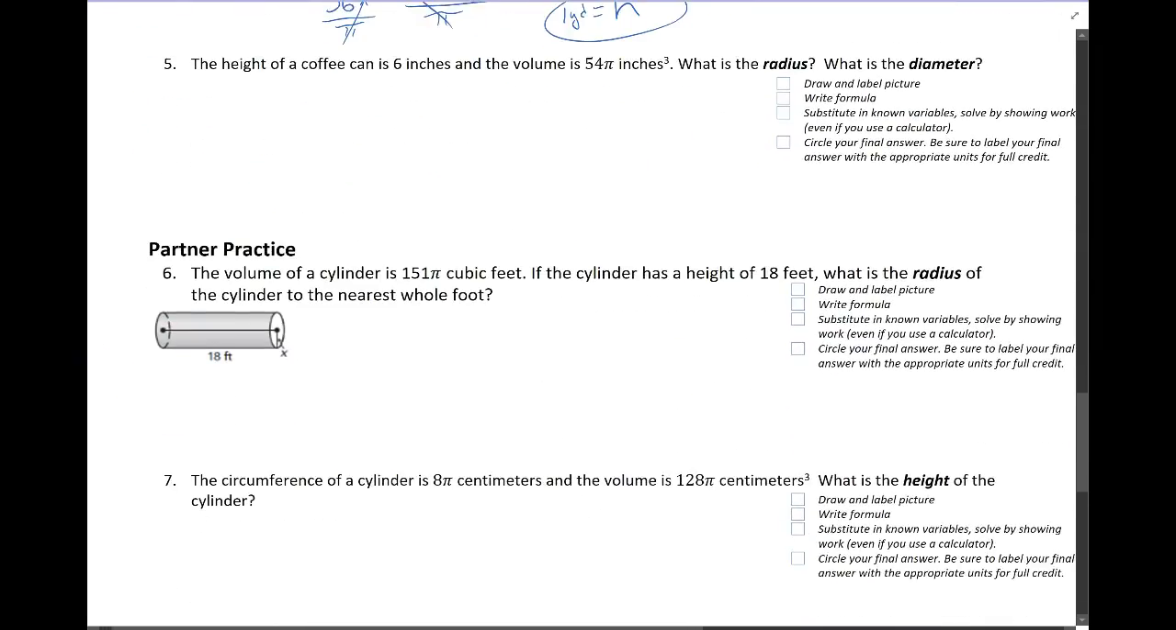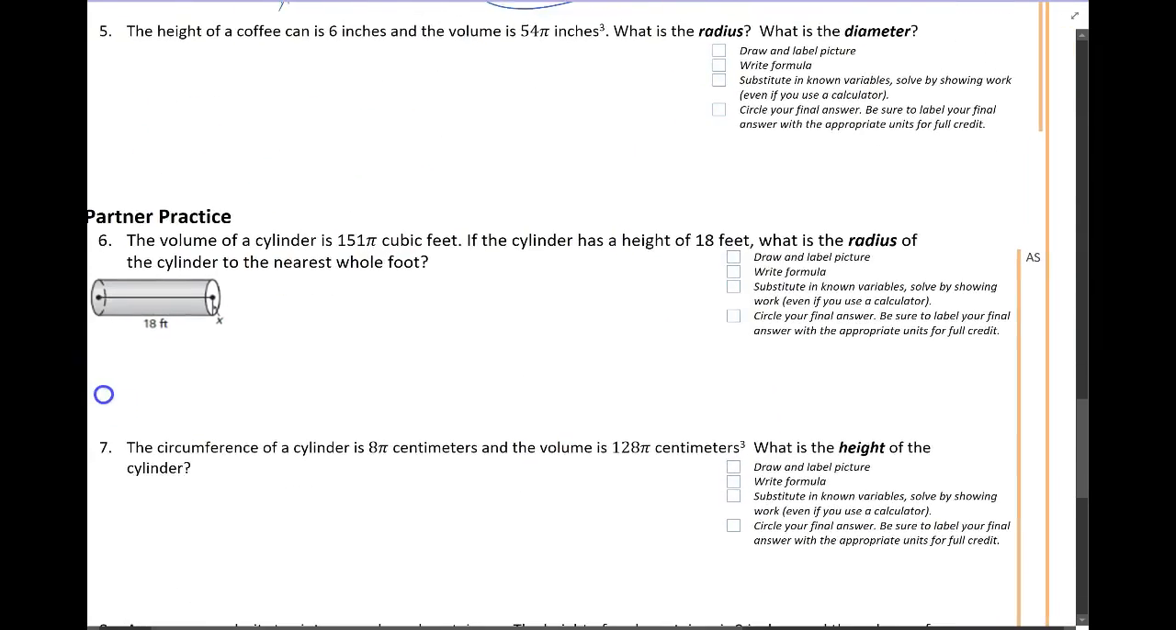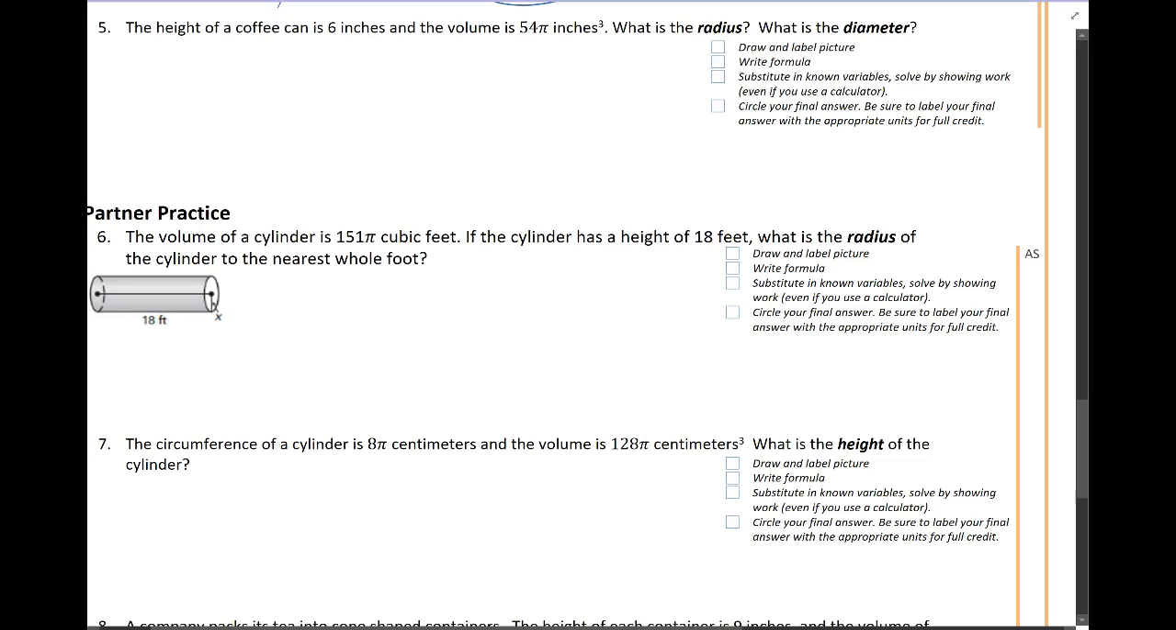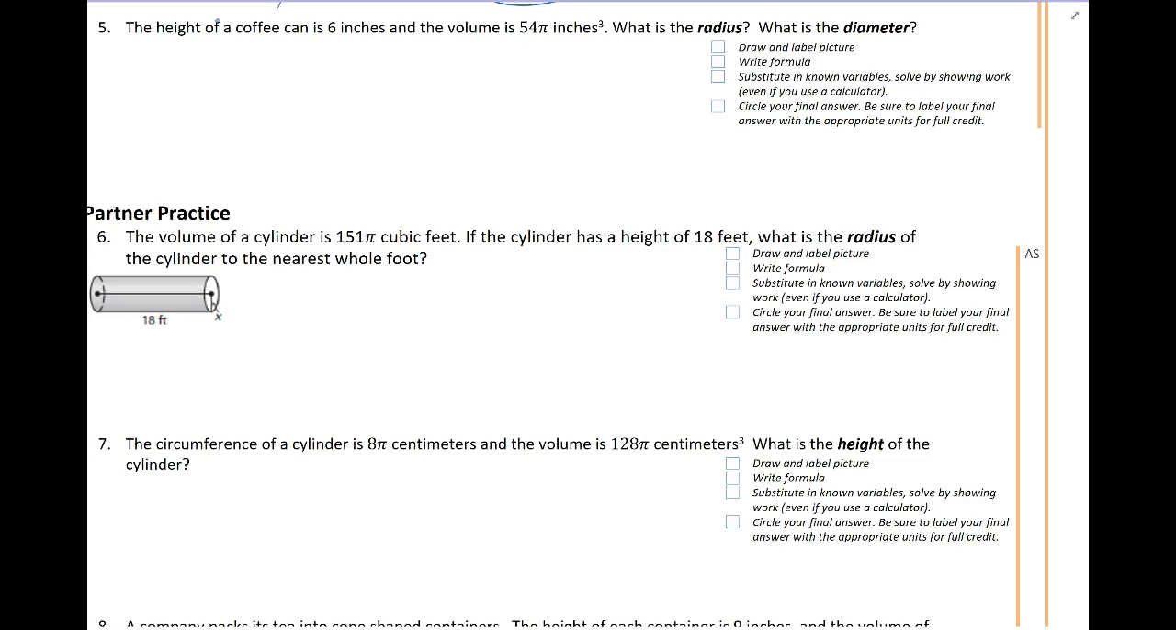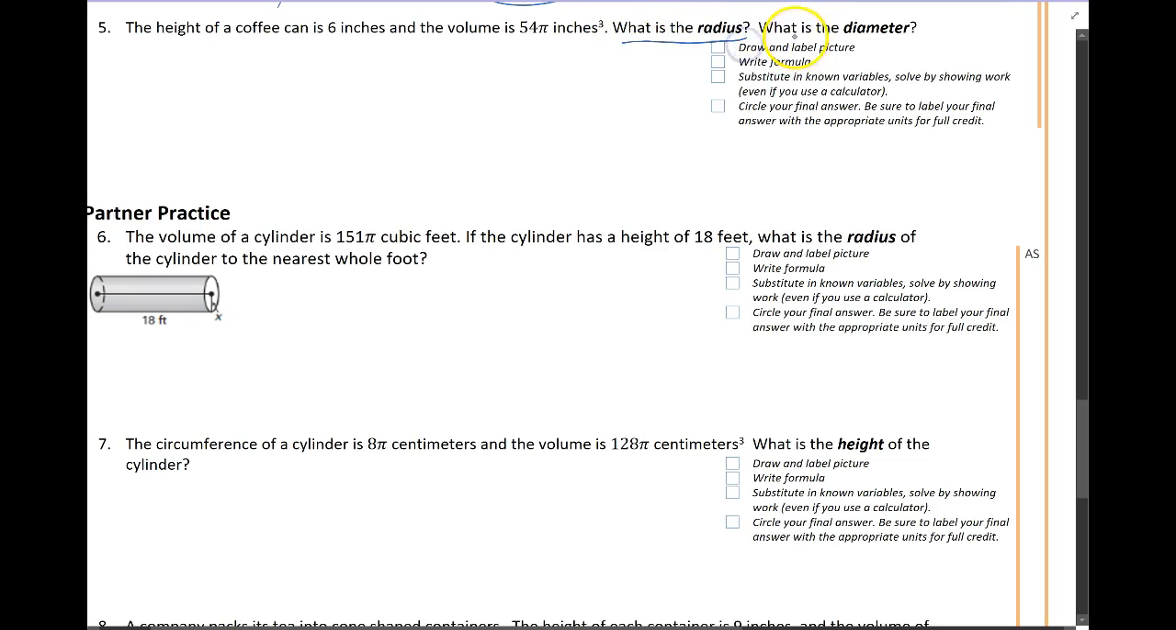And finally, we're going to do this last one. I'm going to start off by drawing and labeling a picture. The height of a coffee can is 6 inches and the volume is 54 pi inches cubed. What is the radius? What is the diameter? Well, these are what I want to solve, specifically for radius and then diameter, but that's not tough. I'm going to draw and label a picture. Here is my badly drawn coffee can.